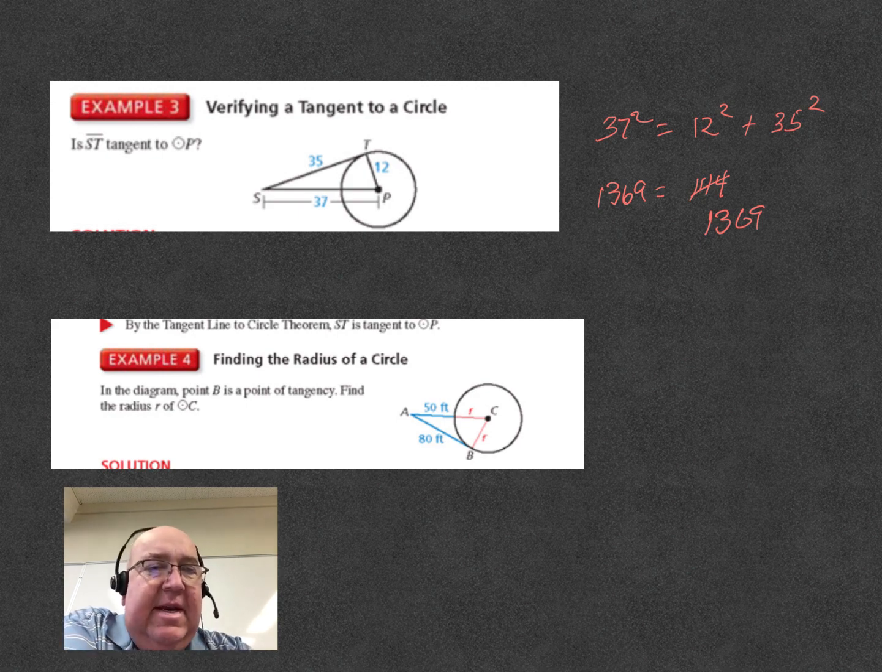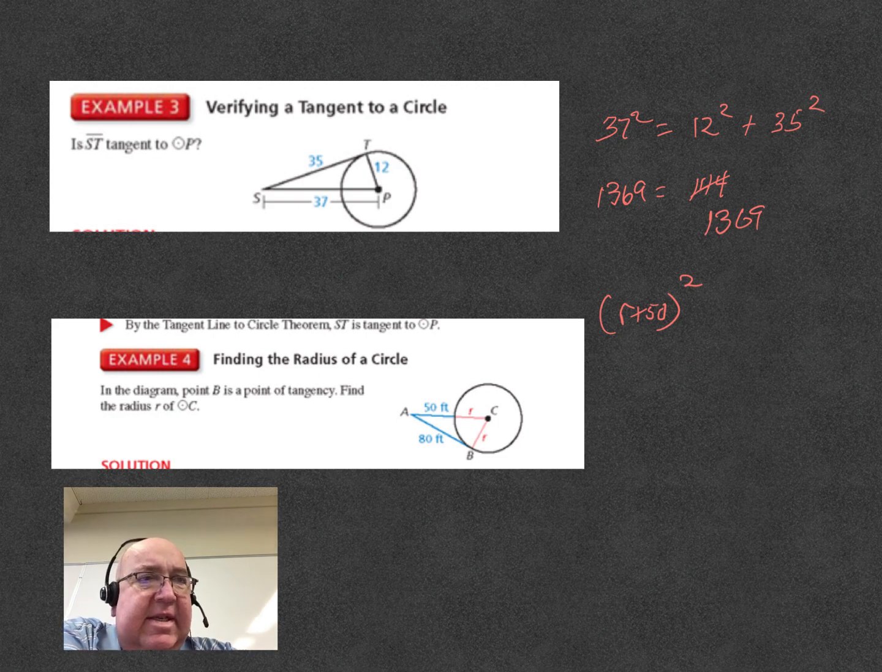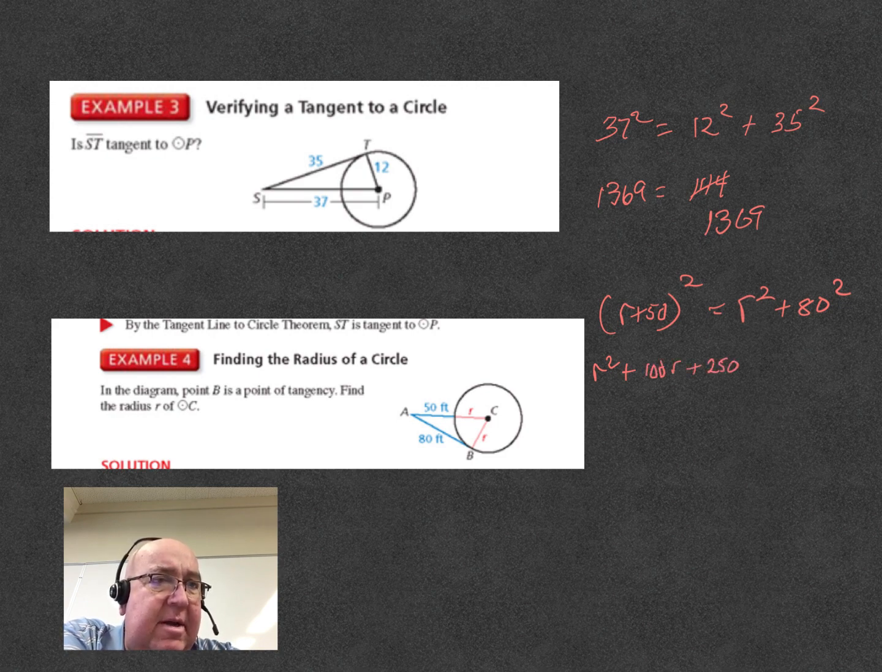We want to be able to find the radius. So we know that r plus 50 squared, because this is the hypotenuse, is going to be equal to r squared plus 80 squared. And r plus 50 squared is r squared plus 2 times 50 times r, which would be 100r, plus 2500, is going to be equal to r squared plus 6400.